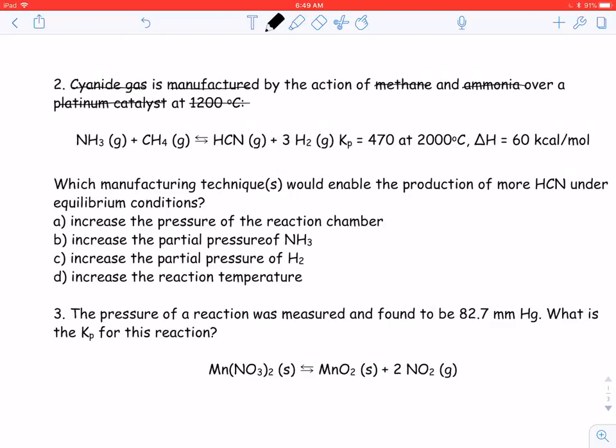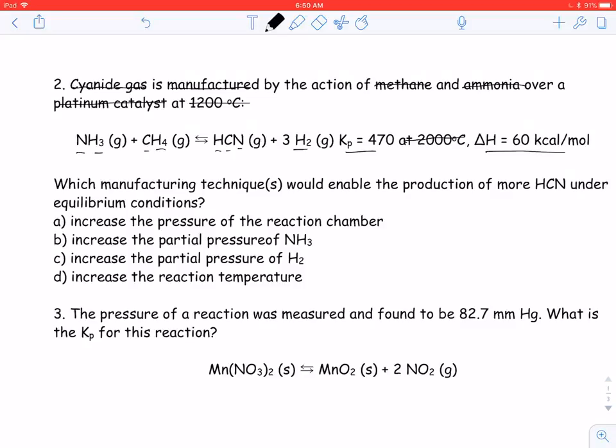Okay, we've got the balanced chemical equation. 1 nitrogen on each side, 1 carbon on each side, and a total of 7 hydrogens on each side. And the Kp is 470. And we have the delta H. So that's all useful information that I've underlined, okay?